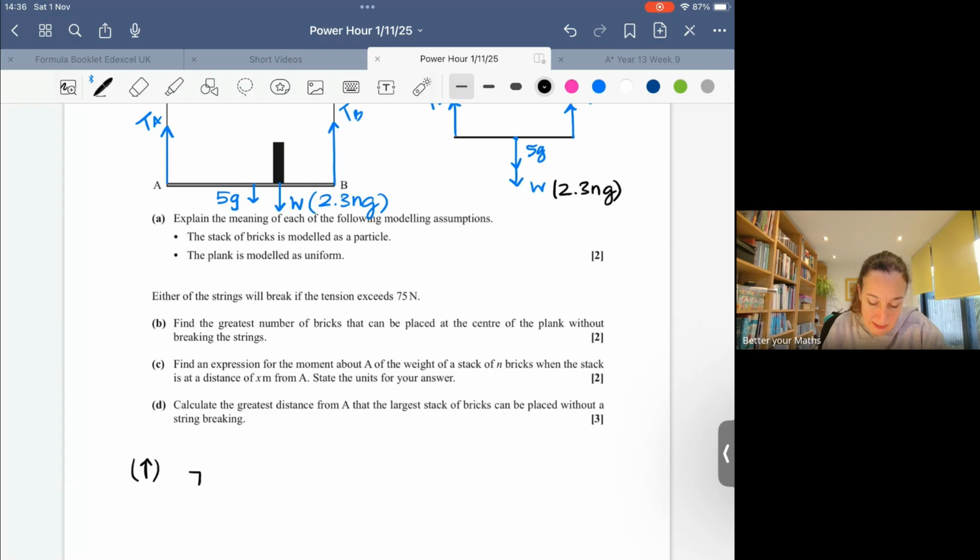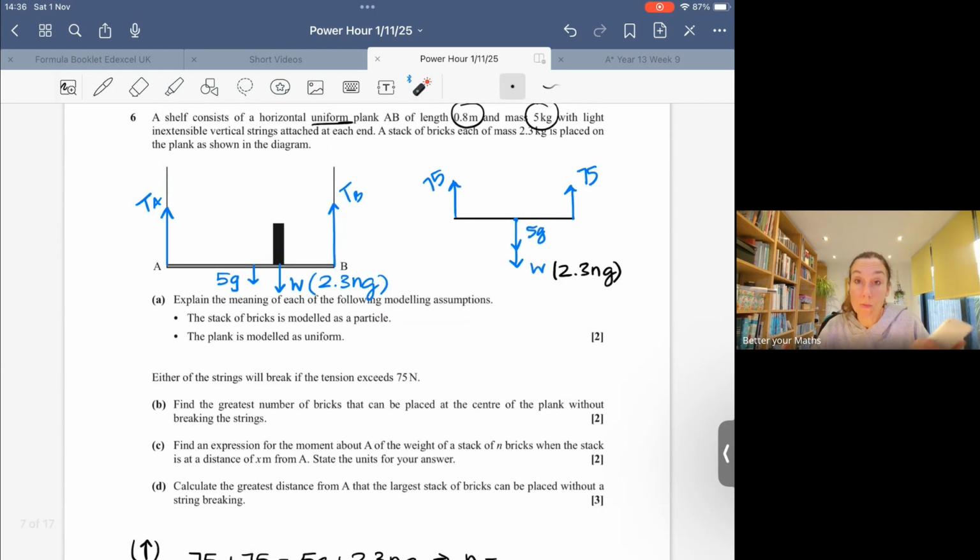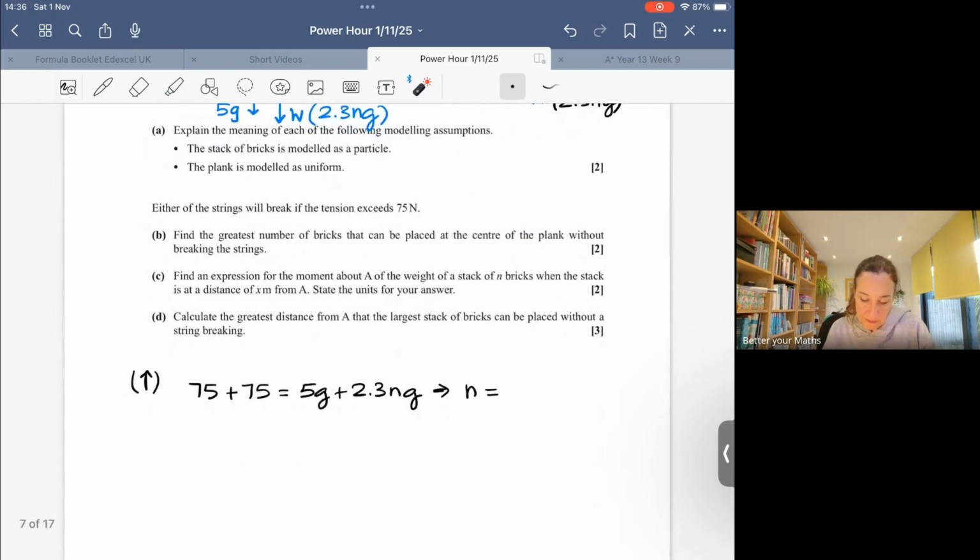Resolving forces vertically, we have 75 plus 75 pointing up, equal to 5G plus 2.3 ng. And we want to find n. So let's find n, calculator, and that's it. Does everyone understand why we are doing this? We are trying to find the maximum number of bricks for these tensions to be the maximum that they can be. If they are a bit more, they will break. So we have 150 minus 5 times 9.8, divided by 9.8, and divide by 2.3. I get n is 4.48.